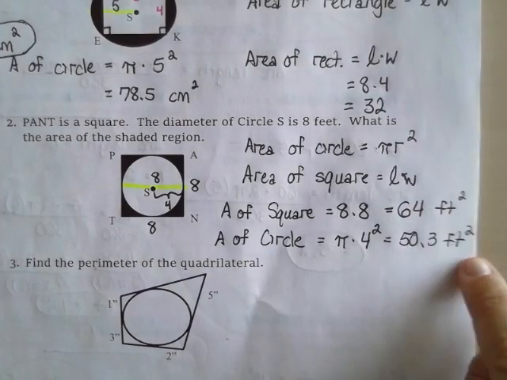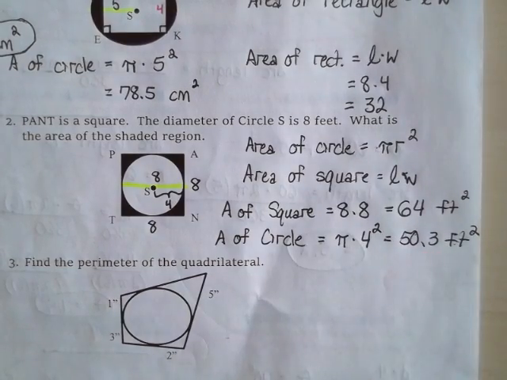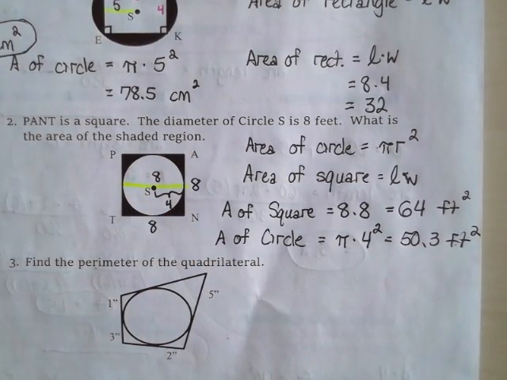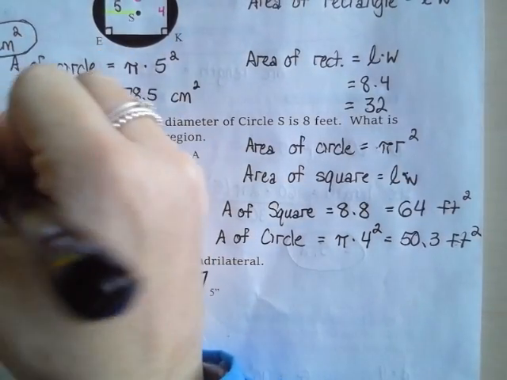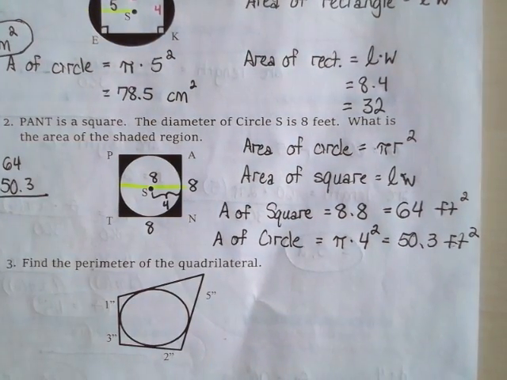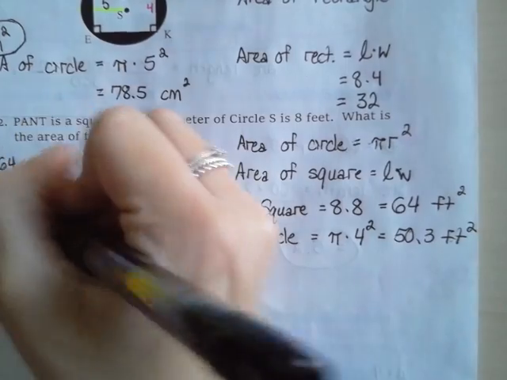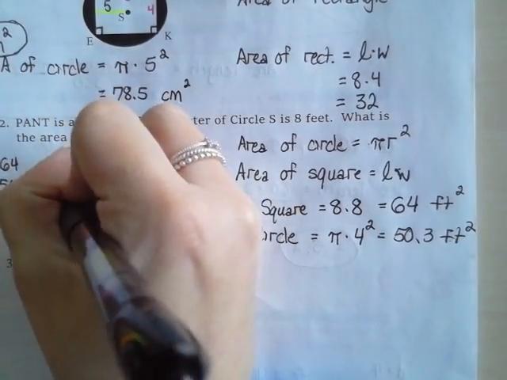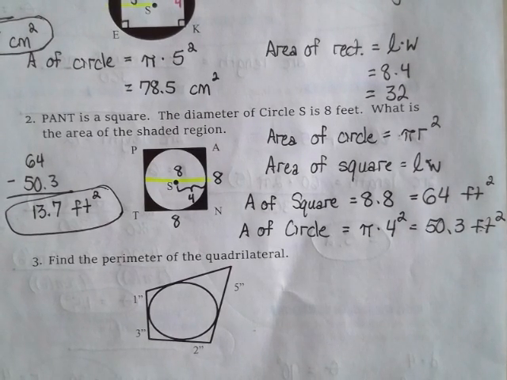Once we have the area of our square and our area of a circle, we're going to subtract the area of our circle because we don't want the part that's in the circle. We just want the edges. So I would do 64 minus 50.3 equals 13.7, and we would say feet squared since we're talking about area.